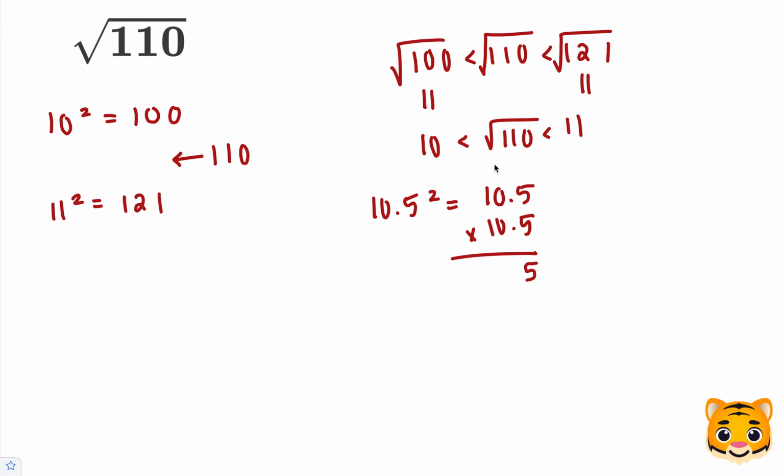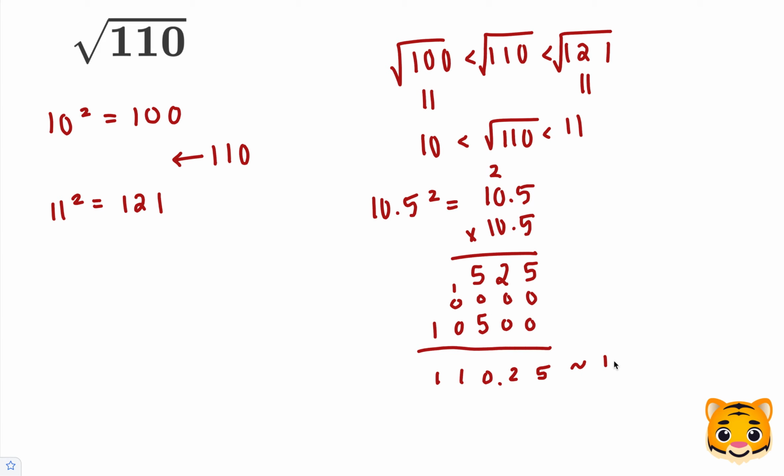5 times 5 is 25, carry the 2. 0 times 5 is 0, plus 2 is 2, and then 1 times 5 is 5. Add zeros for our next row since we're multiplying by 0, and 2 placeholders for our final row. 1 times 5 is 5, 1 times 0 is 0, and then 1 times 1 is 1. When we add these together, we end up getting 110.25, which is very close to 110.